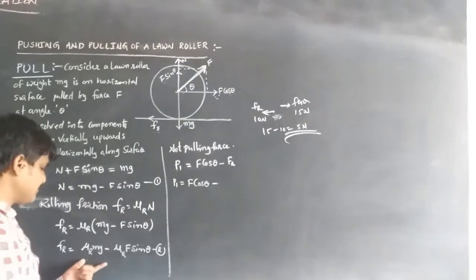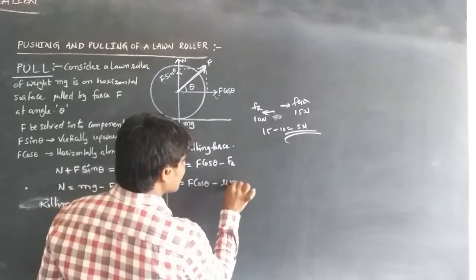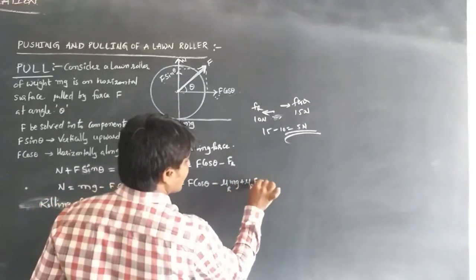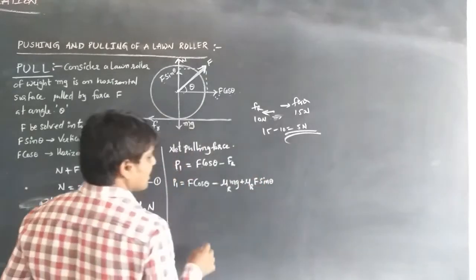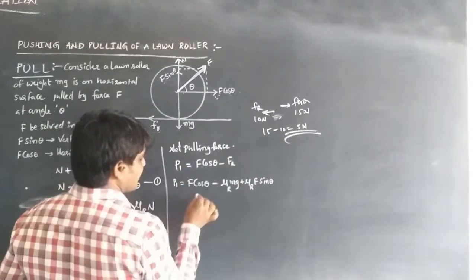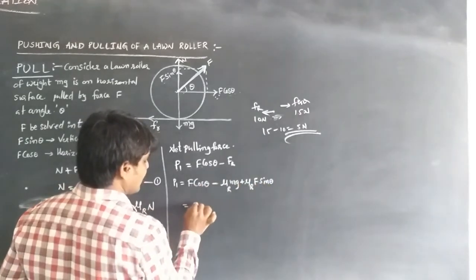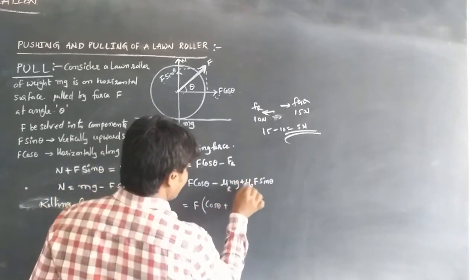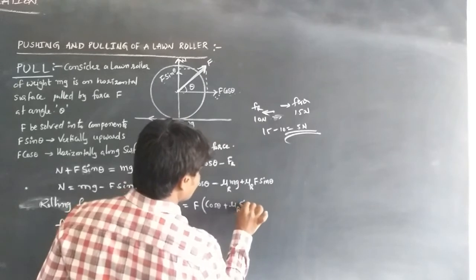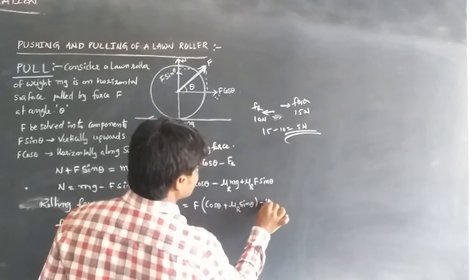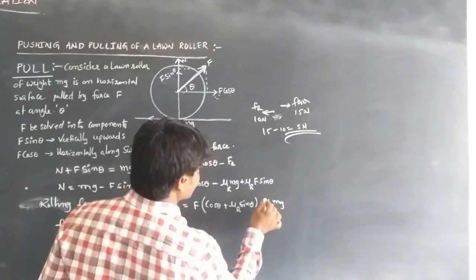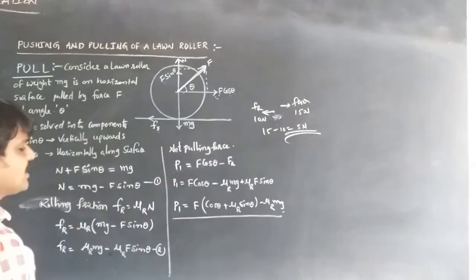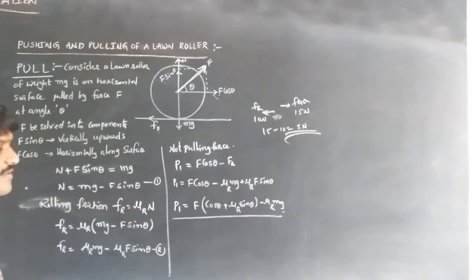From equation 2 we know that Fr is mu r mg minus, into minus, plus mu r F sin theta. So from that equation we can write that F cos theta is there, F sin theta is there, we are taking F as common. So that's why F into cos theta plus mu r sin theta, minus mu r mg. Here we can write the equation for the pulling force.